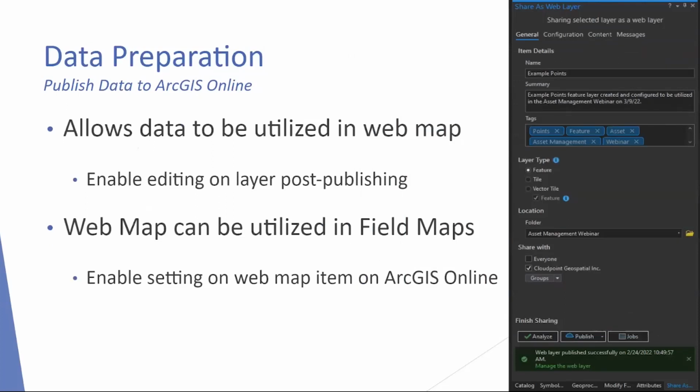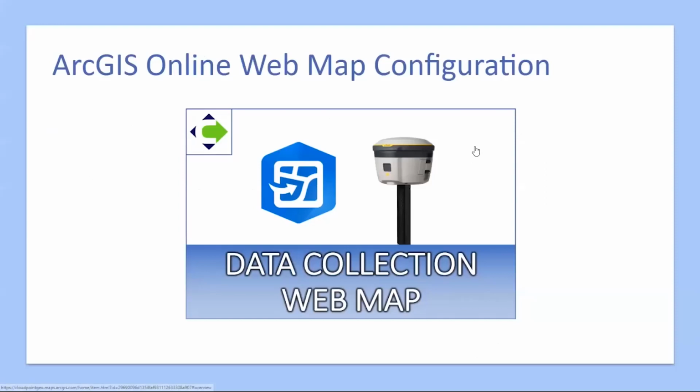So moving on to sharing our web layer. After we have everything good to go with our layer, we then move to sharing it as a web layer. After we share, we can enable editing online, and it can then be utilized in Field Maps. With the share as web layer option, we fill out all the information for our layer, and after we share, it will go onto ArcGIS Online.